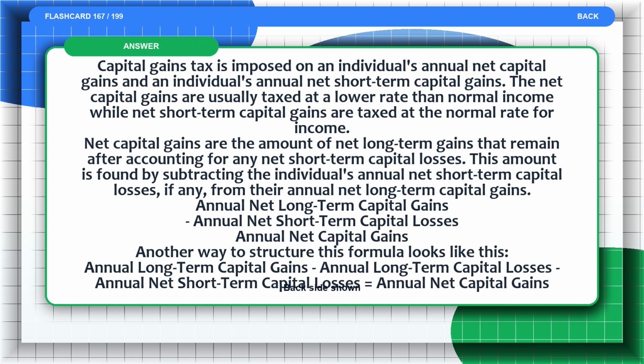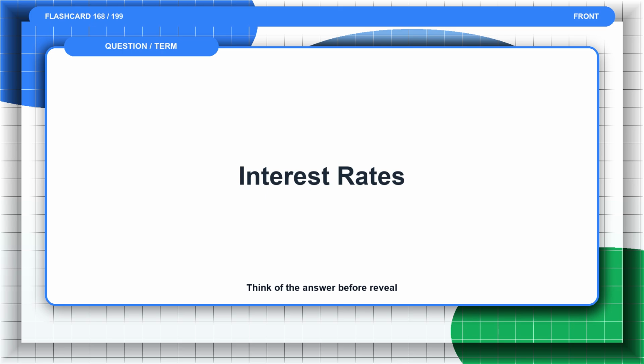Another way to structure this formula looks like this: annual long-term capital gains minus annual long-term capital losses minus annual net short-term capital losses equals annual net capital gains. Flashcard 168. Interest rates. Pause and think of the answer before the reveal.